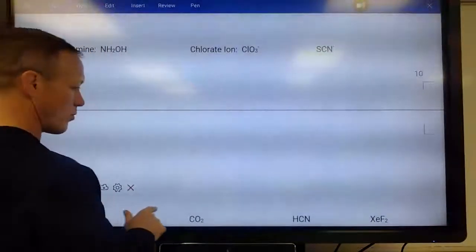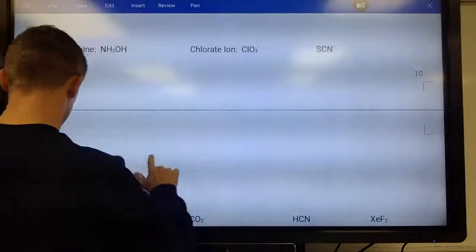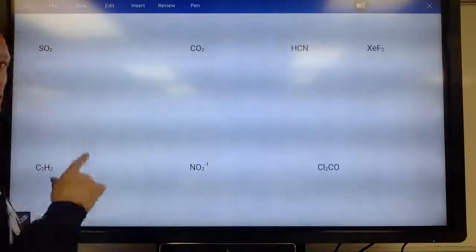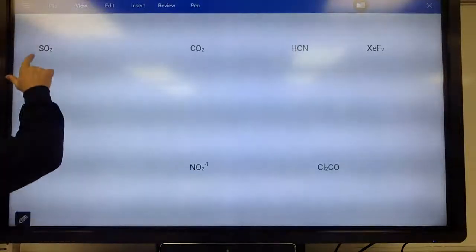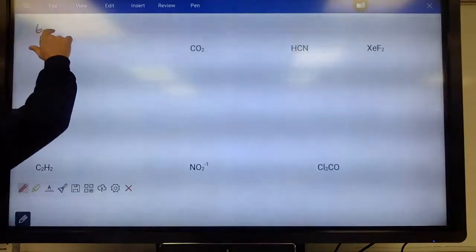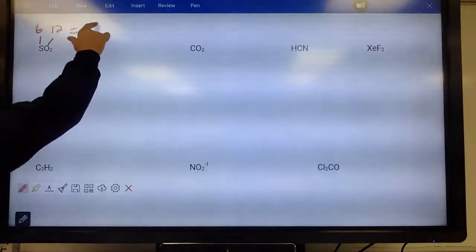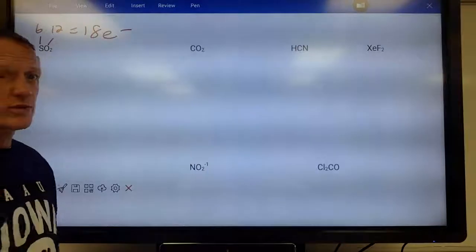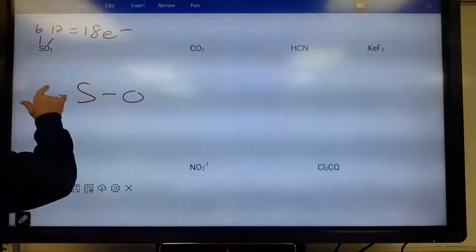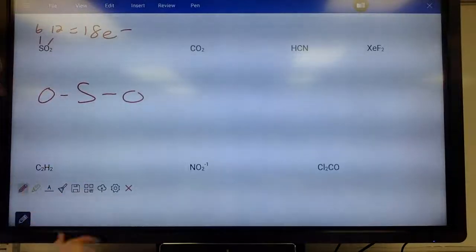All right, let me pick out maybe 1 or 2 more to draw here. Let me think about this one for you guys. SO2 is a good one to do. Sulfur dioxide. So sulfur's got 6 valence. Oxygens also have 6. That's 12. That's 18 electrons. Okay, this one's always a little bit tough for people to do, ones like this. So I'm going to put sulfur in the middle, go oxygen, oxygen. I'm going to give everything their 8 electrons.